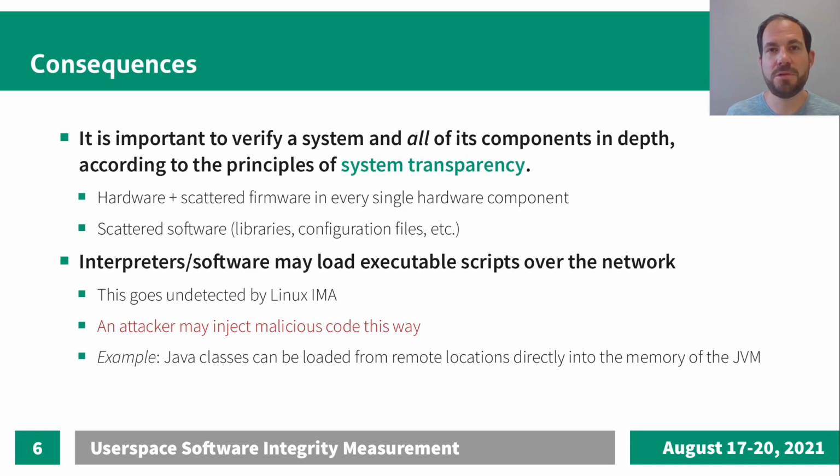Consequences. It is important to verify a system and all of its components in depth, according to the principles of system transparency. This starts with hardware and scattered firmware in every single hardware component that should be measured, and scattered software, which also consists of libraries, configuration files, and so on. Interpreters or software may load executable scripts over the network, like the Java virtual machine. And this goes undetected by Linux IMA. An attacker may inject malicious code this way.